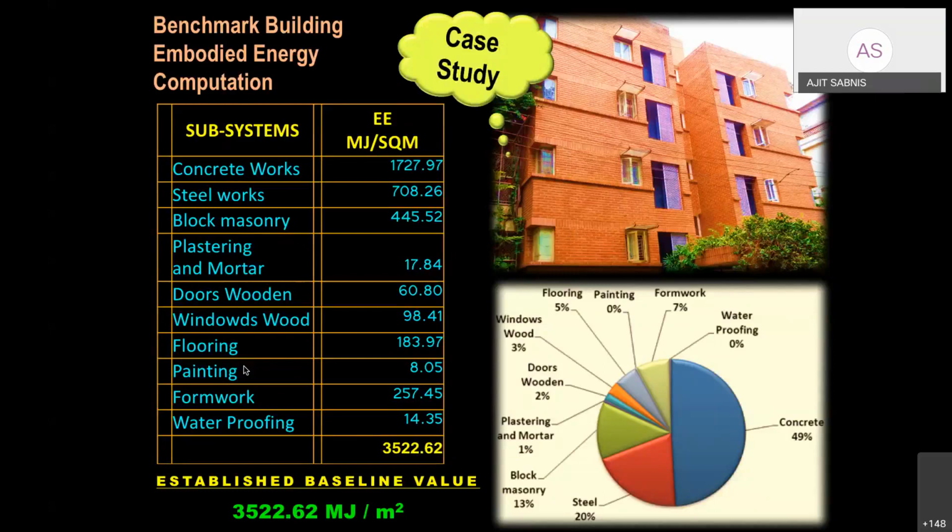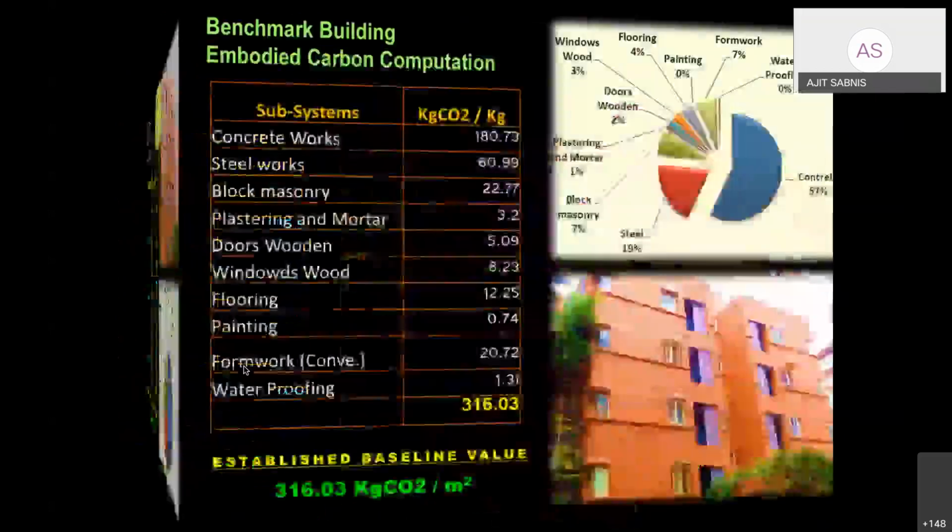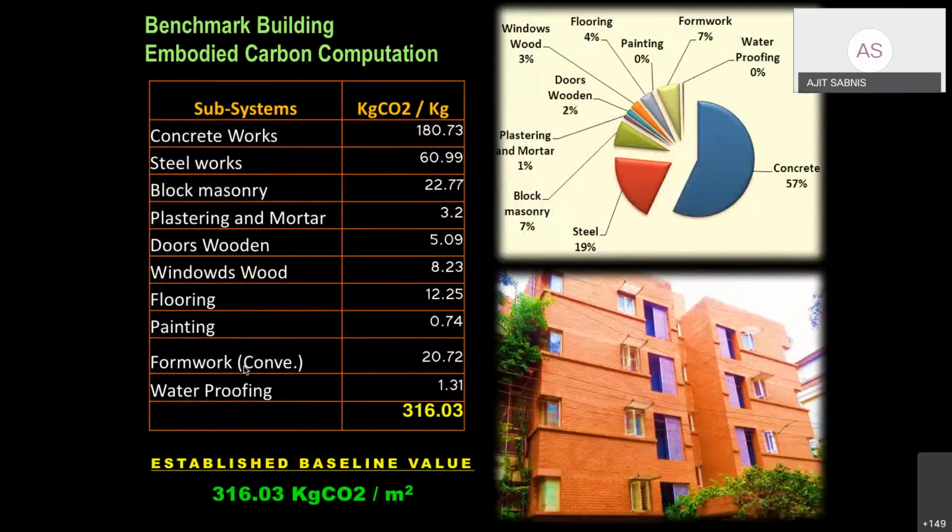Now let us go to the carbon computation of the benchmark building. On similar lines to what we discussed, all 10 parameters or subsystems of the benchmark building are shown here, and we have arrived at 316 kg CO2 per square meter as the value for the benchmark project.